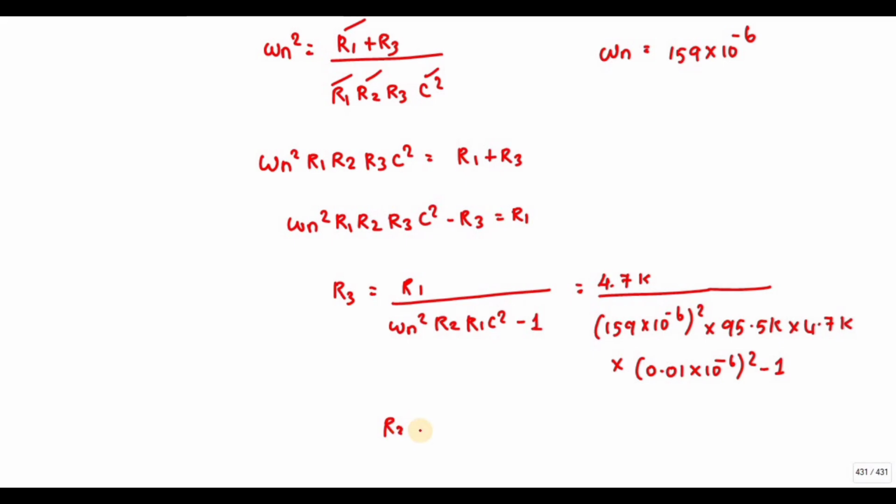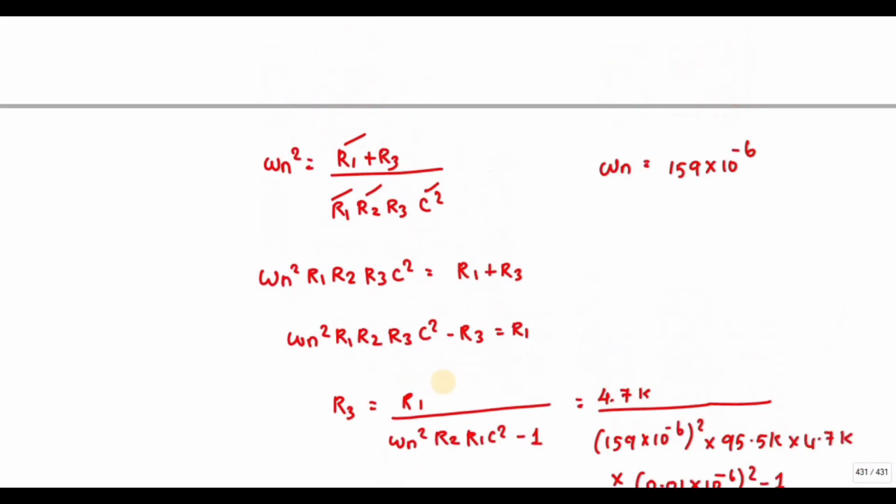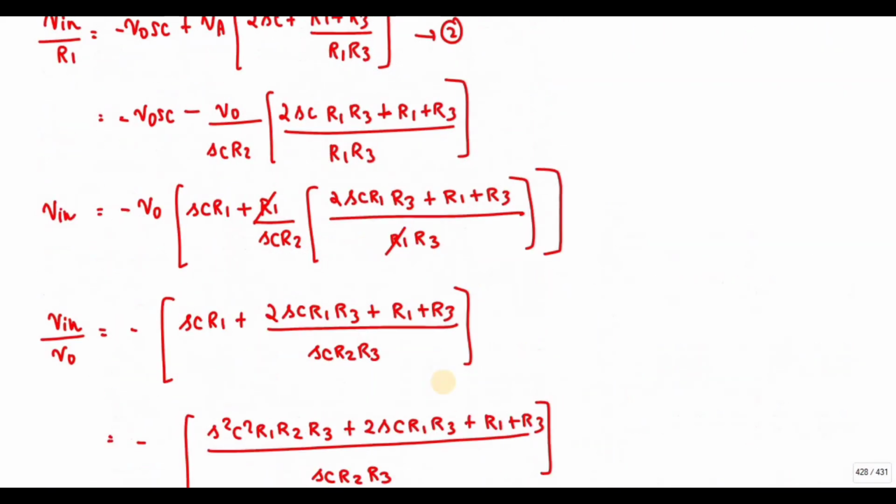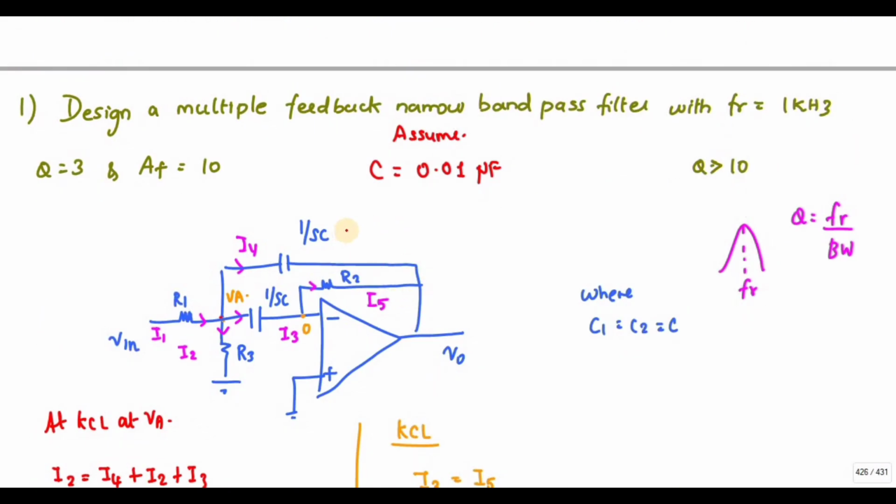Once you solve this equation, you can substitute in this formula. So C is 0.01 microfarad, R1 is 4.7K, R2 is 95.5K, and the R3 value we have just found. Once you substitute in this equation, you will be able to design the narrow band pass filter. So this is how you have to design.